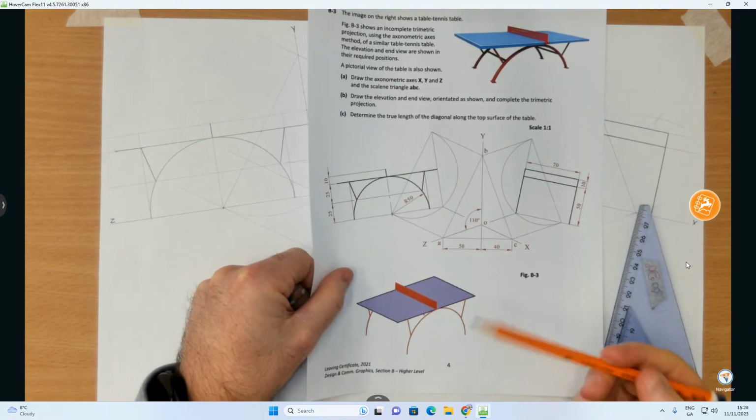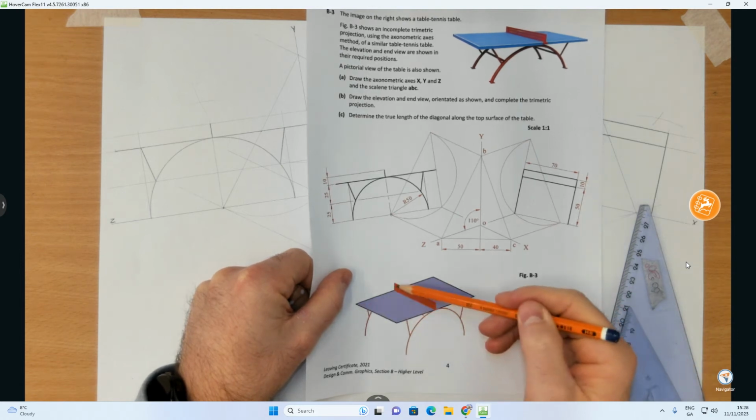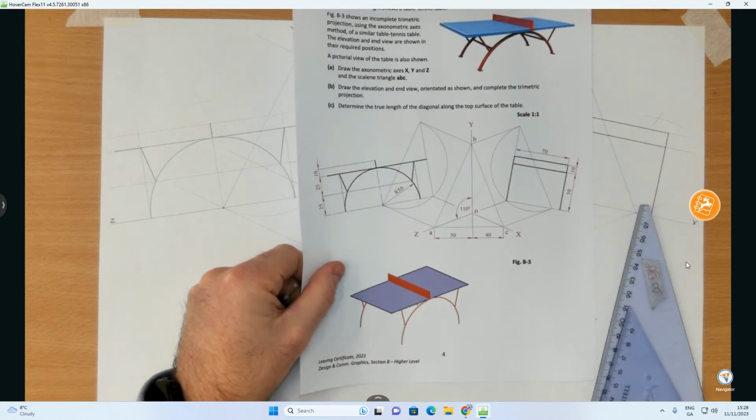Okay, so to start off with, I'm going to leave the curve till the very end, but what we're going to do is the tabletop and the net as well in red. That makes the most sense. Okay, the tabletop and the net.